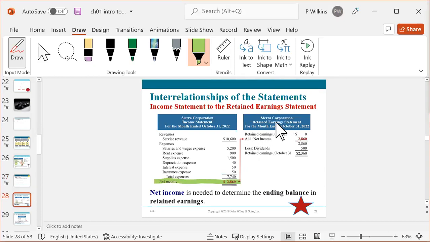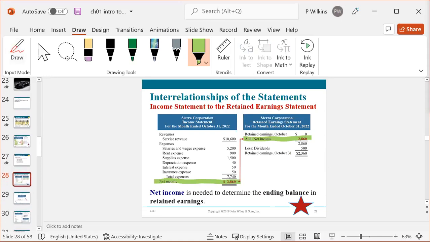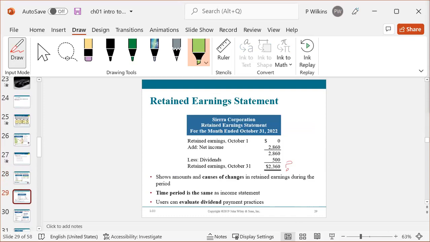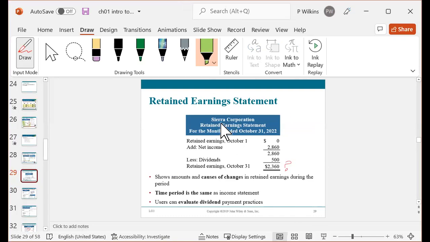And so you'll see on the right-hand side is the retained earnings statement, and you'll see where that net income shows up on the retained earnings statement, okay? So we're going to go to the next slide, and we're going to look at the retained earnings statement. All right, now, a couple things about this. First, name of the company at the top, Sierra Corporation. The name of the statement is the retained earnings statement. And then the date on this one is going to be the same as the date on the income statement. So it's for the month ended October 31st, 2022, right?